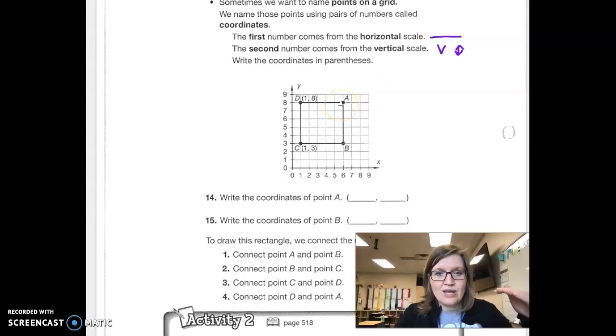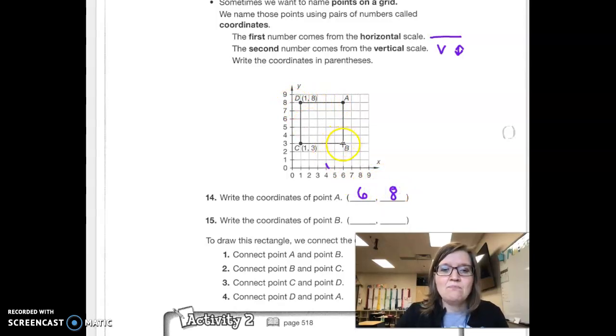So our first one is horizontal. So we go this way. And we would also call that our X point. And I'm going this way. I'm at 6. A is on that 6. So that's my first point, 6. My second point, I'm going up and down. So I take my point and I take it up and I look over. I am at 8.